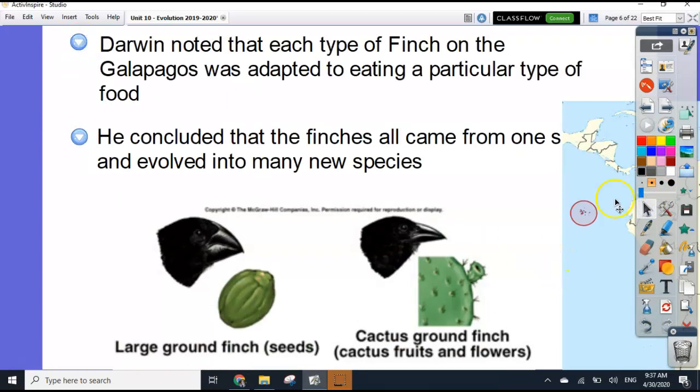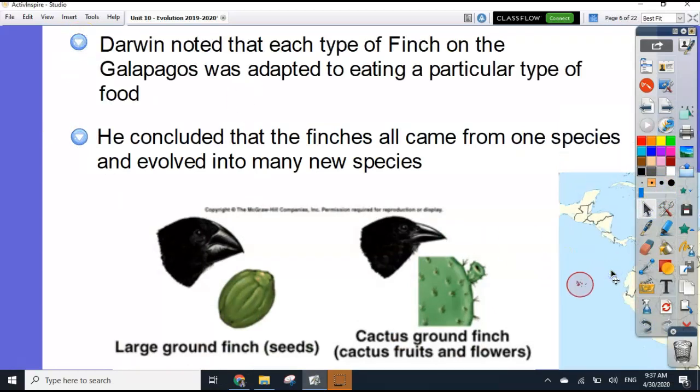So he looked at all of the finches, okay, and he found that they were all adapted to eating a different type of food. He came up with the idea that these finches all came from one species. They all came from one species a long time ago, and over time, they changed into many different species.